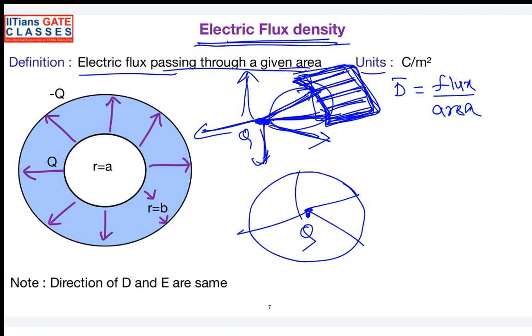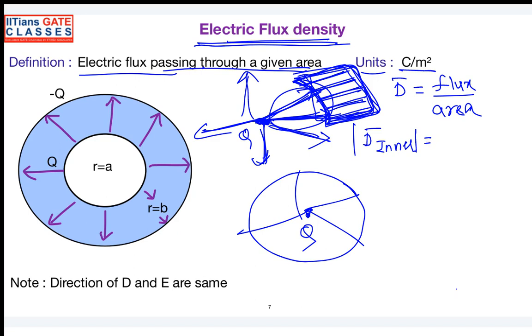Anybody? Q by pi a square. Pi a square, sure? This is a sphere. Oh, okay. 4 pi a square. Right.